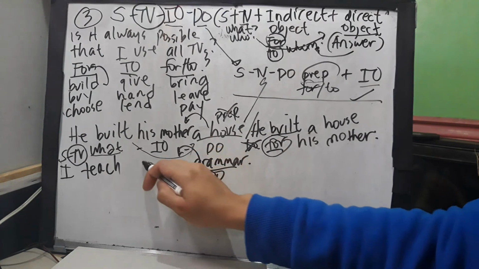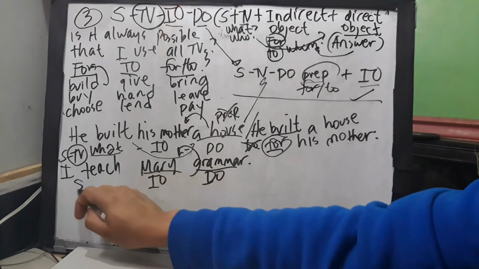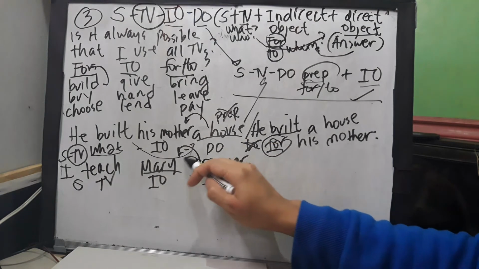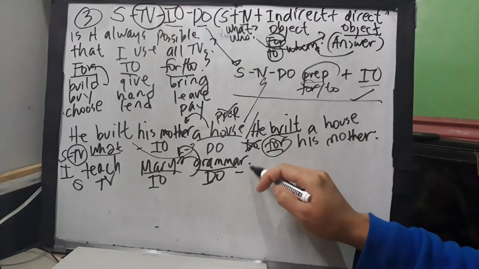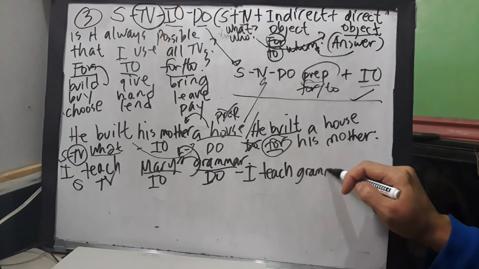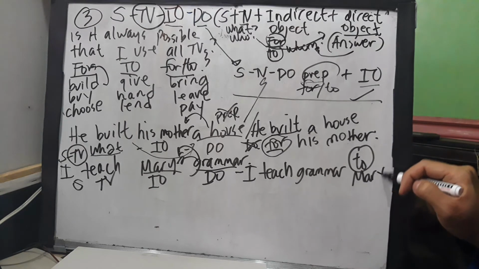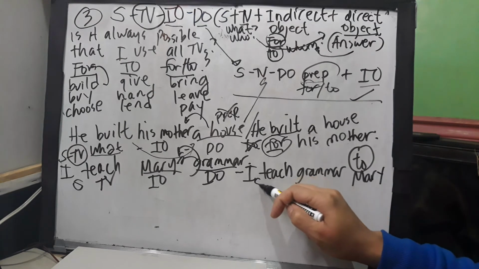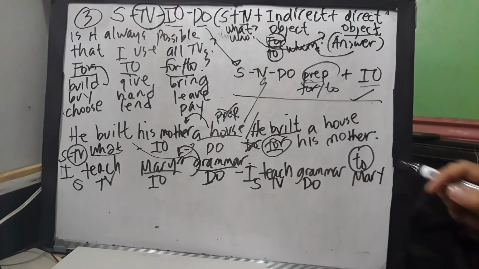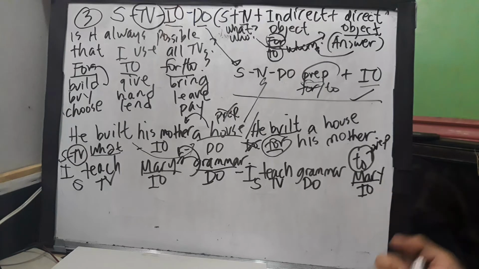To whom? To Mary. I teach. What do you teach? Grammar. To whom? To Mary. Or I teach grammar to Mary. That's why here we have the subject, transitive verb, direct object, then your preposition plus indirect object.